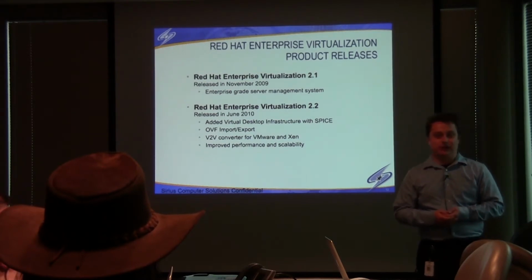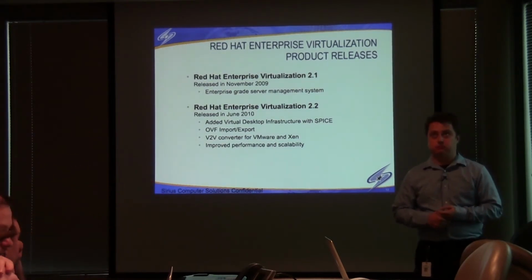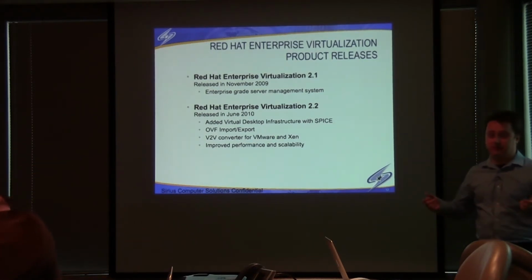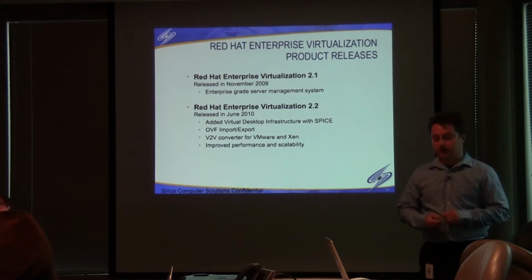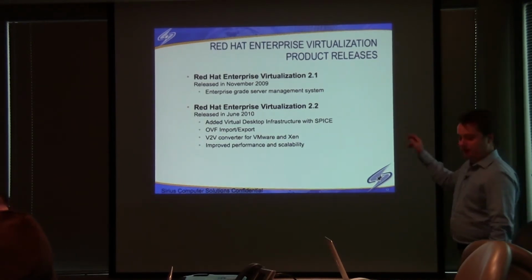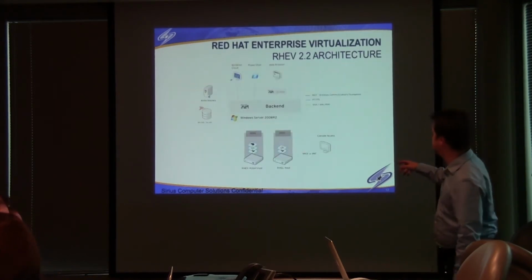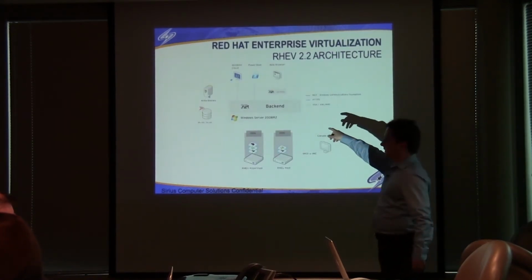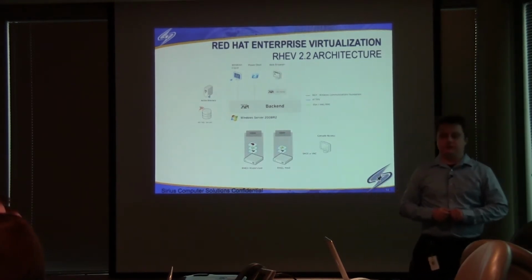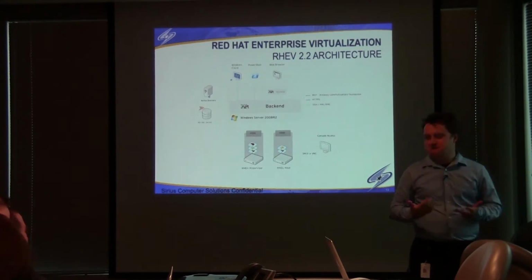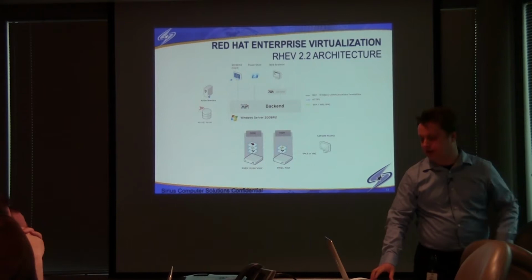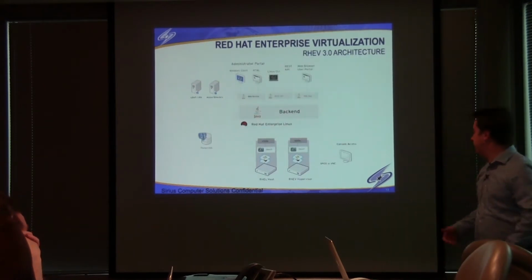So if you're running, I believe it's 2.6.21 or above, you have KVM. You can start up virtual machines. But in the original architecture, the management server ran on Windows. It was a .NET application, not exactly what you'd expect from Red Hat. This is what it's changed to.